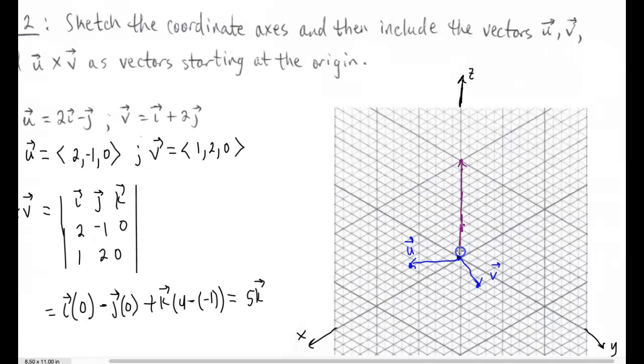Not sure what's happening, but this is what my vector 5k is going to look like. And so that is what a drawing of the vector u, the vector v, and u cross v will look like. All right, so let's look at another example.